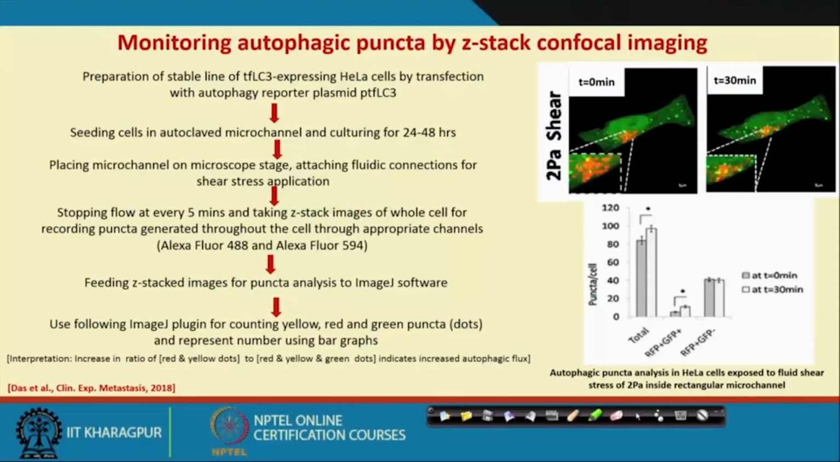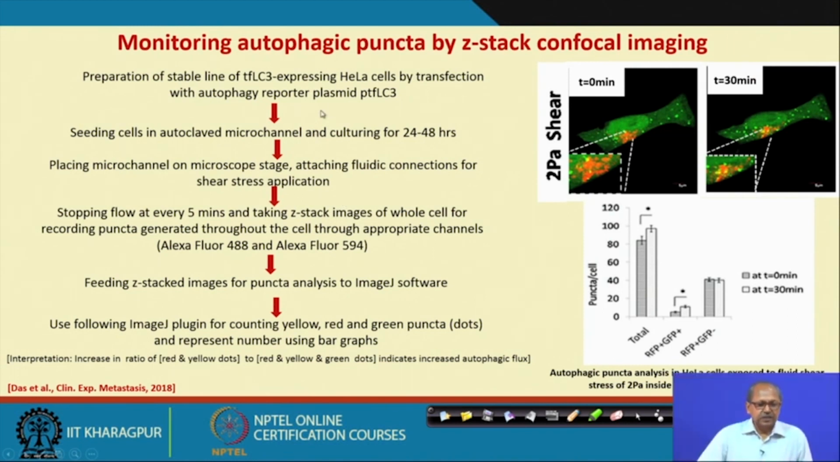So, we are using this system to understand the autophagy event with respect to fluid shear, and this type of phenomenon is very much important for the cells which are moving through the blood circulation system. In this experiment, we are preparing a stable TFLC3 expressing HeLa cell line by using the reporter plasmid PTFLC3, then seeding cells in an autoclaved microchannel and culturing for 24 to 48 hours.